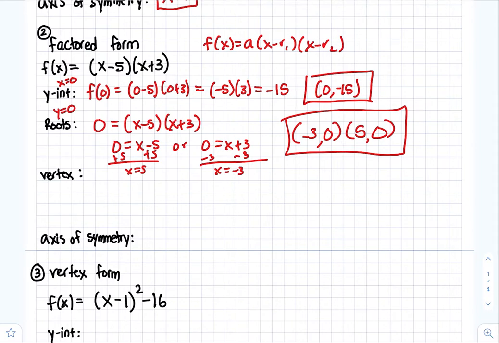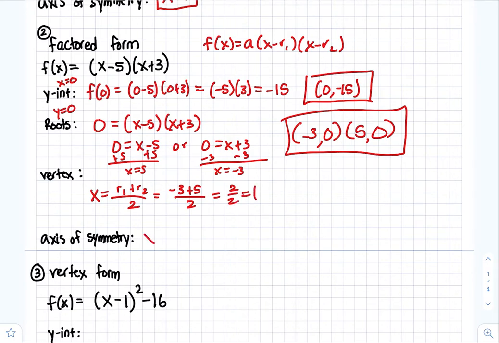Okay, to find your vertex for factored form, this is different from standard form. X equals r1 plus r2 divided by 2. And remember, r1 and r2 are your roots. So our roots were negative 3 and 5. Divide that by 2. 2 over 2, which is 1.